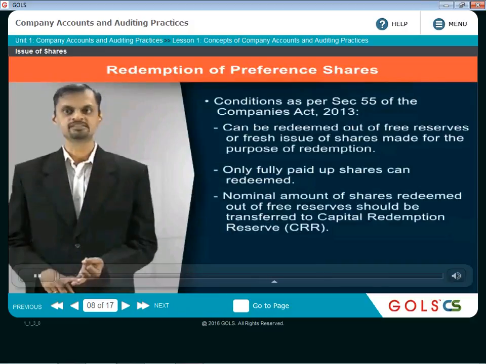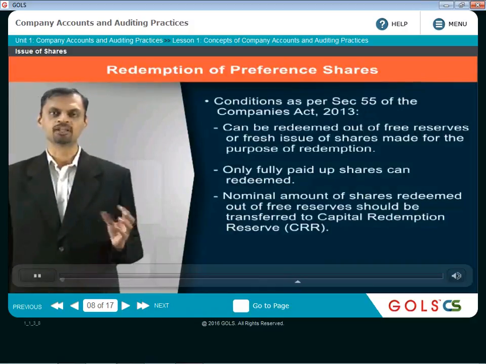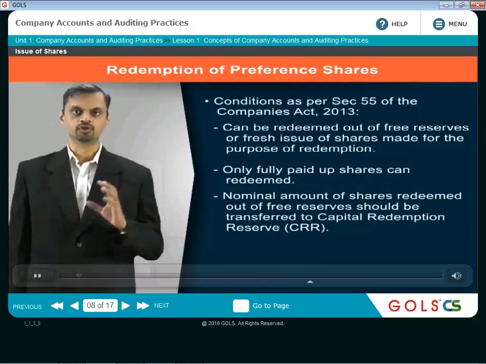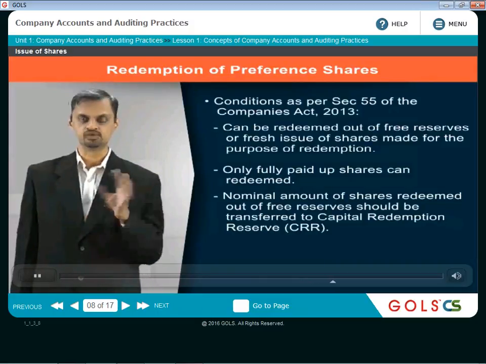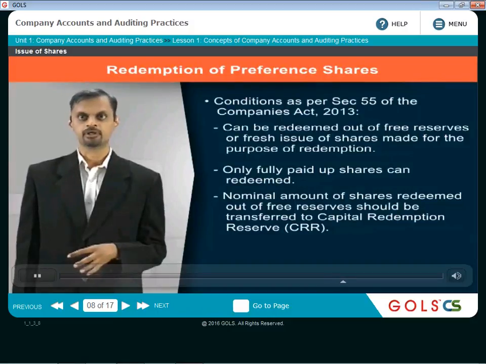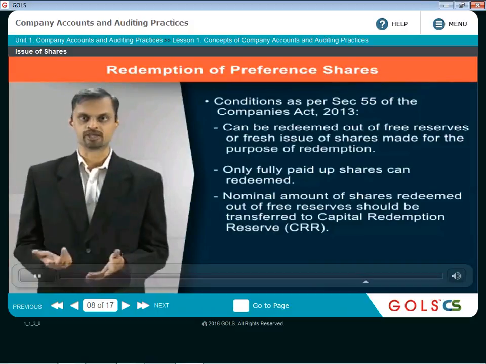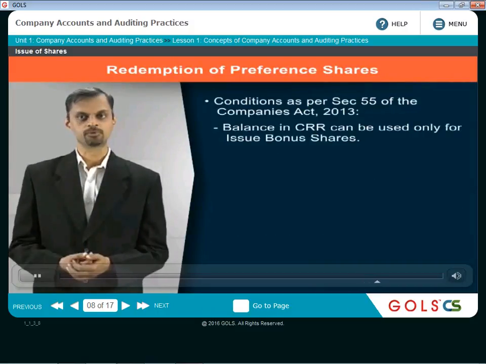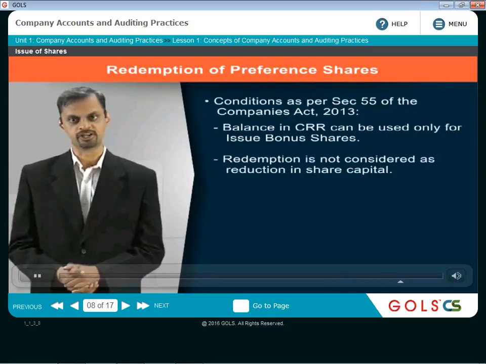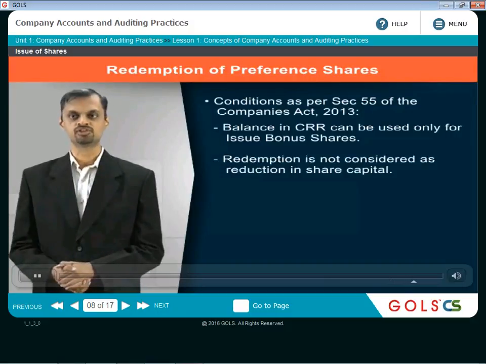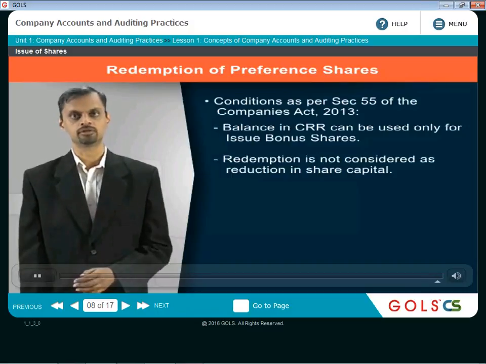Nominal amount of shares redeemed out of free reserves is to be transferred to CRR. So just like the buyback provision, whatever nominal amount of preference shares are redeemed out of the free reserves, that much amount has to be transferred to CRR, again to make sure that there is no reduction in the share capital. If a fresh issue of shares is made, then obviously there is no question of transferring any amount to CRR. Balance in CRR can be utilized only for the purpose of bonus issue. We discussed that. Redemption is not considered as reduction in the share capital, and hence any section or clause related to reduction in share capital is not attracted because of the redemption of preference shares.